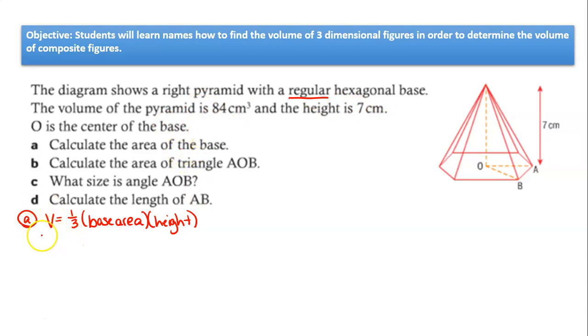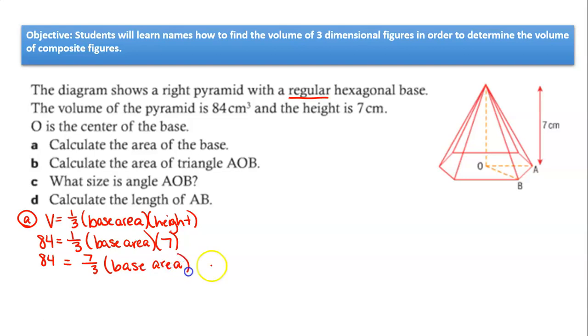So I'm going to substitute in the 84 for the volume. We're trying to find the base area, so I'm just going to keep writing that as base area. And then they told us the height was 7 centimeters. So our goal then is just to get that base area by itself. First things first, I'm going to multiply the 7 times 1/3, because when we're multiplying 1/3 times the base area times the 7 for the height, we can go ahead and multiply in a different order. We can multiply the 1/3 times the 7, and that just gets us 7/3.